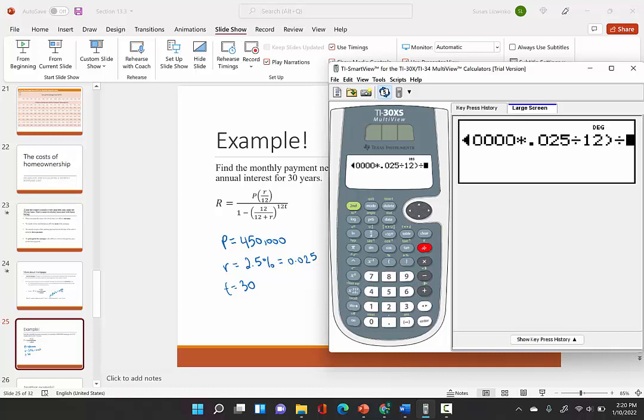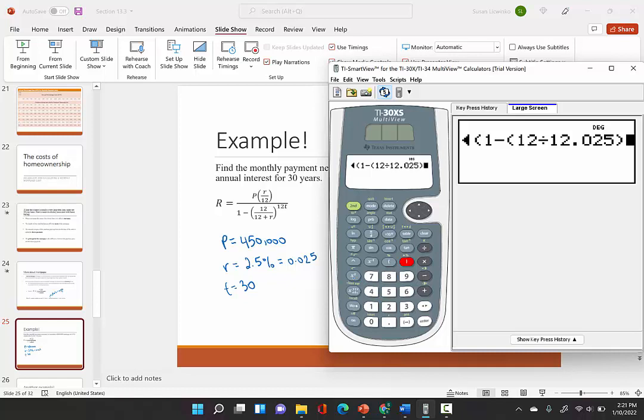Then I'm going to say divided by, and now here's where I'm going to need lots of parentheses. I need to put the entire denominator in parentheses, especially because there's that subtraction sign. So I open up a parenthesis, 1 minus, and I'm going to open up that other parenthesis, 12 divided by, and I'm going to do 12 plus r. 12 plus r will be 12 plus 0.025, or 12.025. So divided by 12.025.